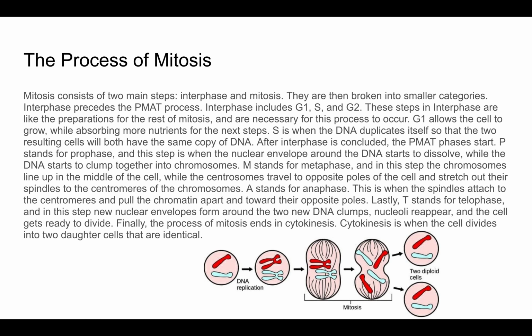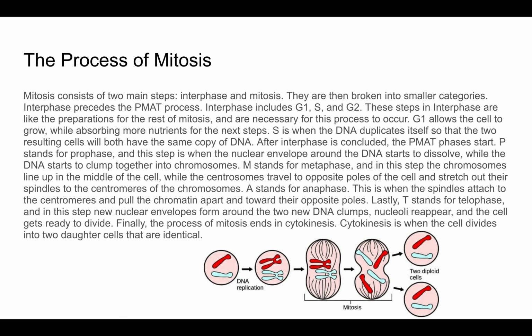These steps in interphase are like the preparations for the rest of mitosis and are necessary for this process to happen. G1 allows a cell to grow while absorbing more nutrients for the next steps. And then S is when the DNA duplicates itself so that the two resulting cells will have the same copy of DNA. And after interphase is concluded, the PMAT phases start.